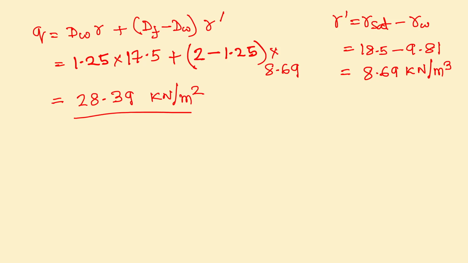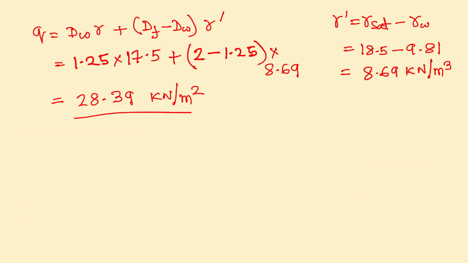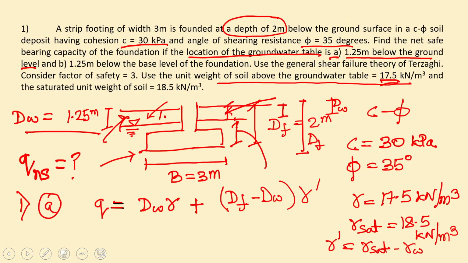Now, what is our phi? Our phi is 35 degree. For phi equal to 35 degree, we need to use the Terzaghi bearing capacity theory, or use the general shear failure theory of Terzaghi. So we need to consider that chart of Terzaghi bearing capacity factors.